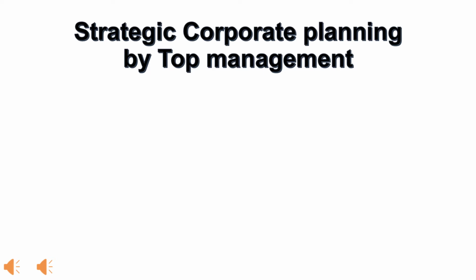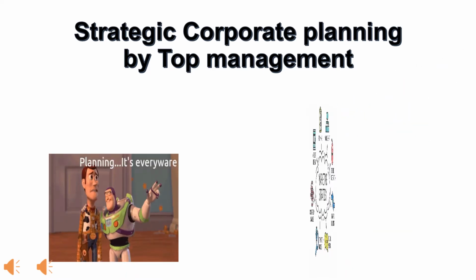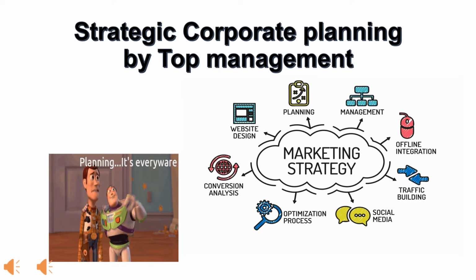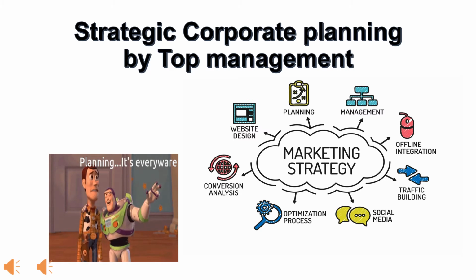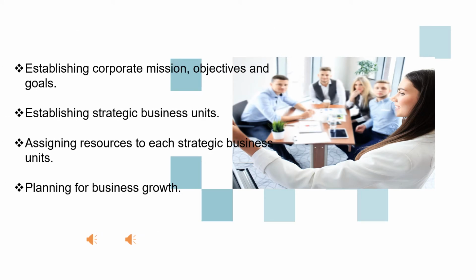Strategic corporate planning by top management. It helps the formulation of plans, strategies, and policies on the basis of allocated resources. It is systematic as it covers the whole planning process in a logical and sequential manner. Corporate planning involves establishing corporate mission, objectives, and goals, establishing strategic business units, assigning resources to each strategic business unit, and planning for business growth.